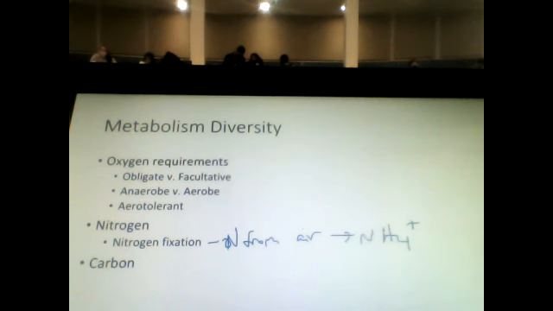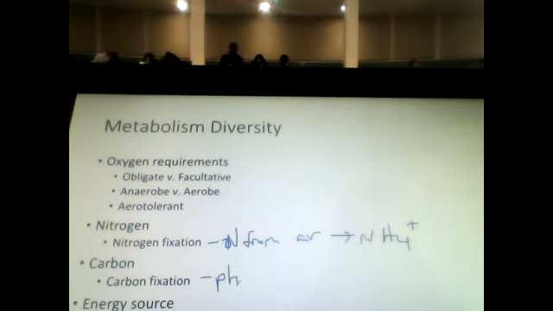For carbon, again, a lot of bacteria can make organic compounds through the process of carbon fixation, also known as photosynthesis. So again, they can get carbon by consuming it. So taking in sugars, carbohydrates is a good way to get carbon. That's how we get our carbon. But some bacteria, like cyanobacteria, which you looked at in lab, can do photosynthesis, which is carbon fixation.